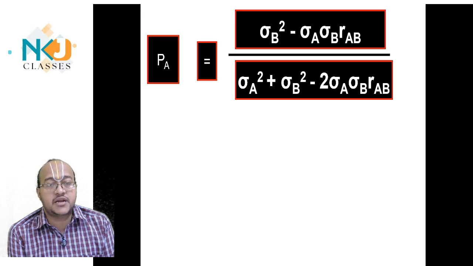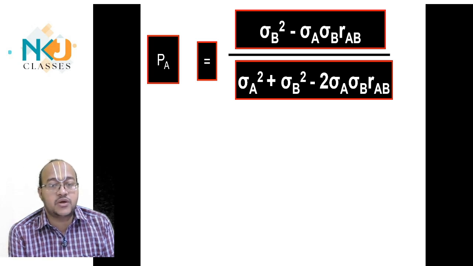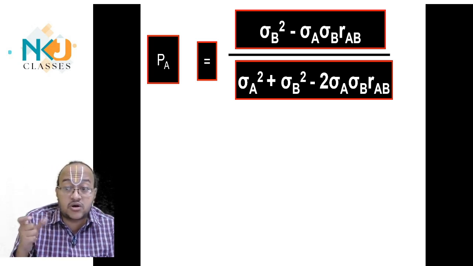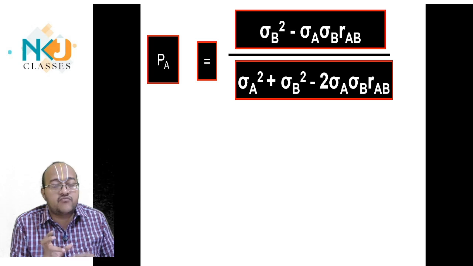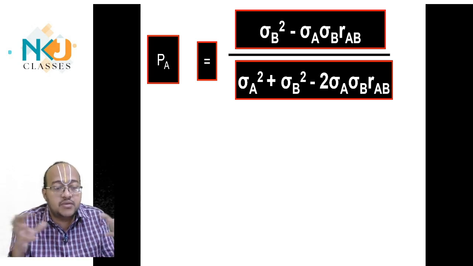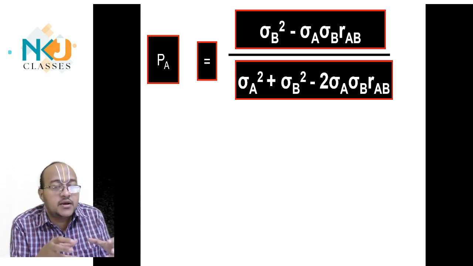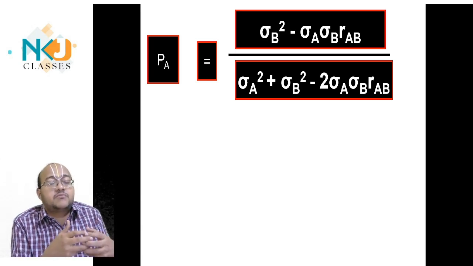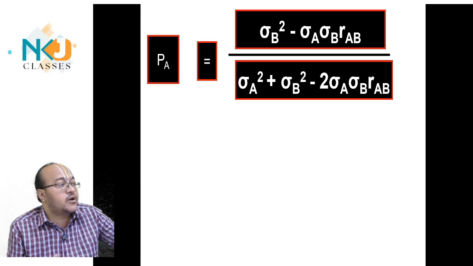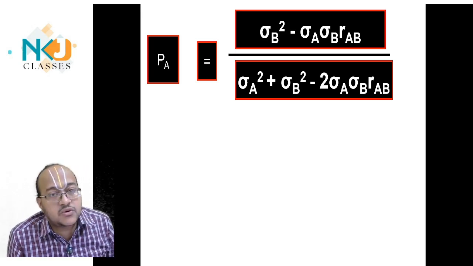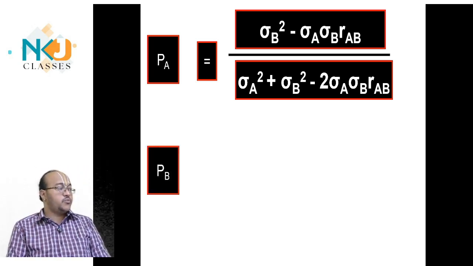My correlation is minus 0.2. If I am having correlation of minus 0.2, now for this correlation, for these two securities, in what proportion do I need to invest in A and B so that my risk reduces maximum? You will find this out using this formula. This is called the minimum variance portfolio.